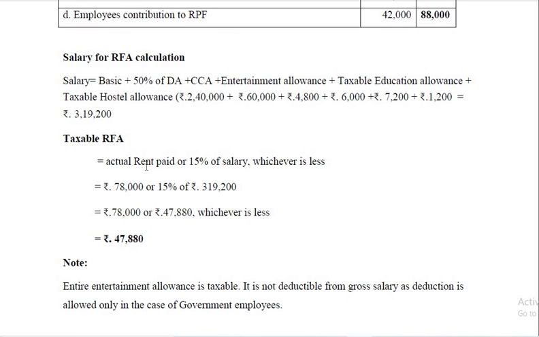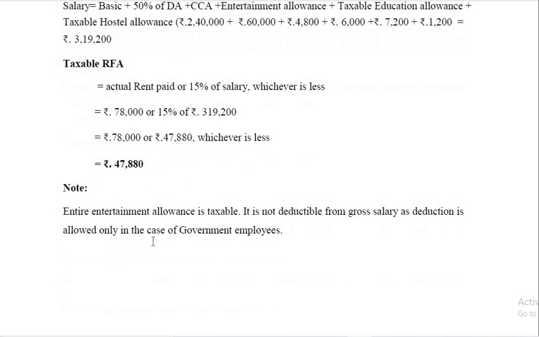The formula is actual rent paid or 15% of salary, whichever is less. In this case, 15% of salary is 47,880. Actual rent paid is 78,000. Whichever is less, 47,880, that is the value. Already we have included that in the salary income statement. Entertainment allowance is taxable. It is not deductible from gross salary, as deduction is allowed only in the case of government employees. So thank you very much.